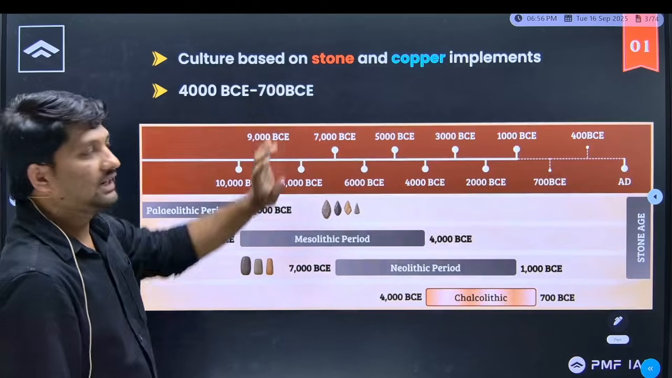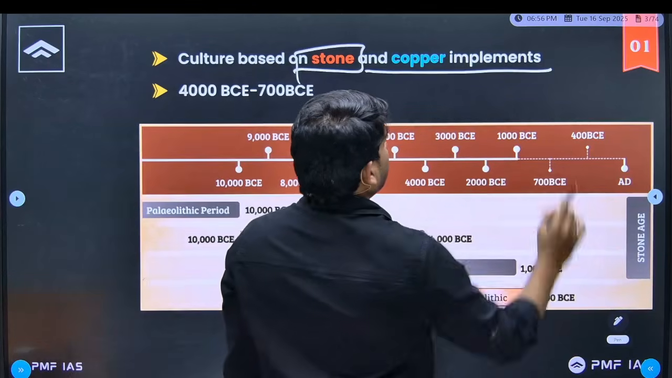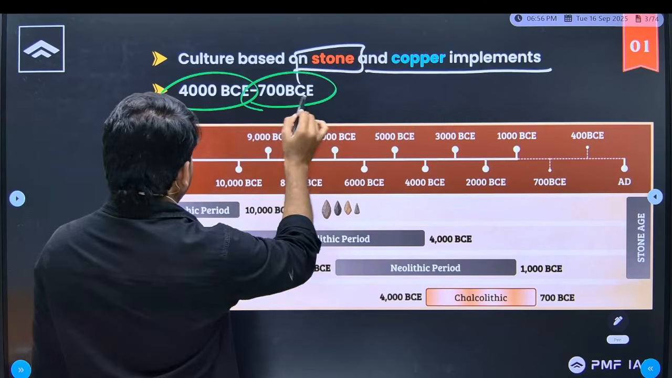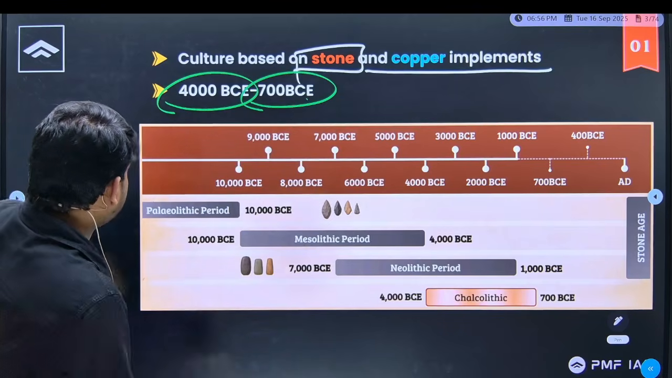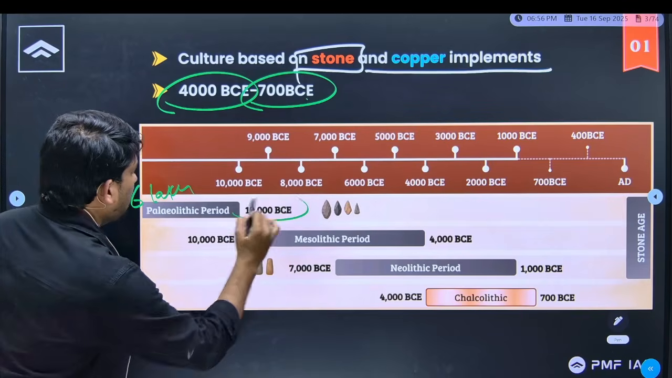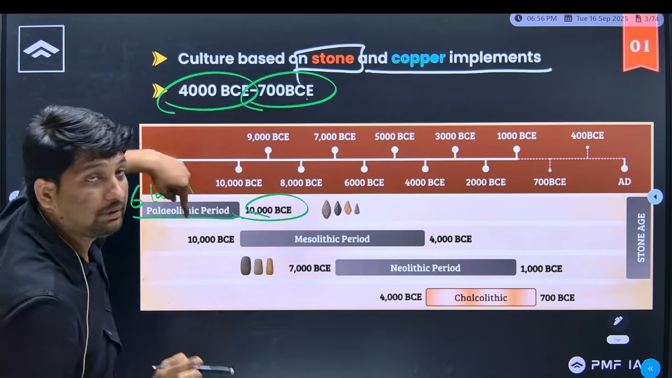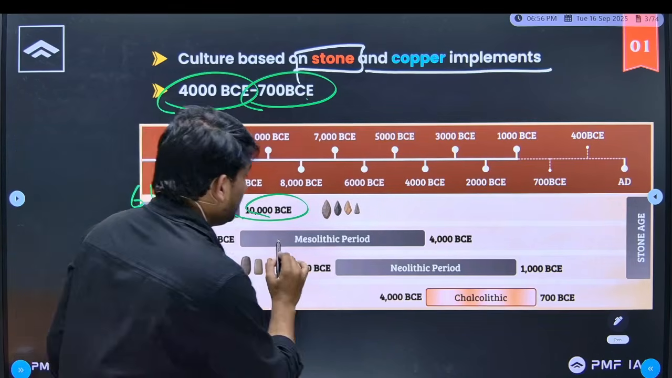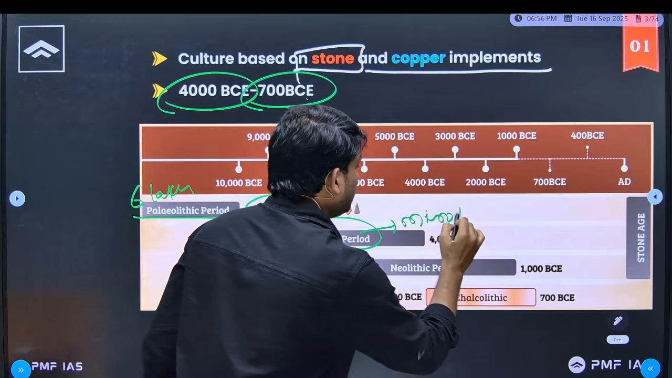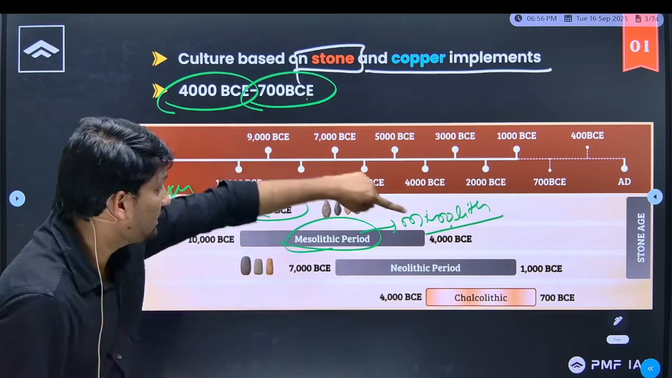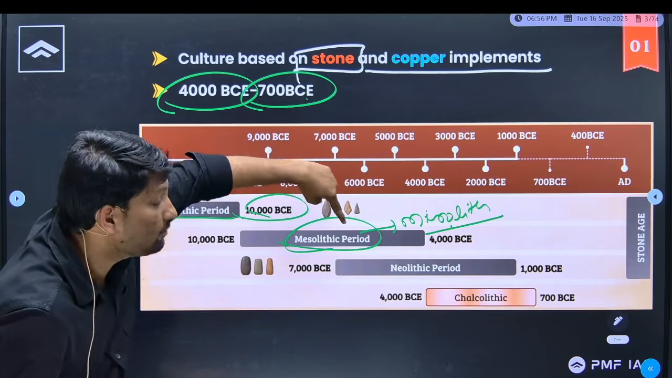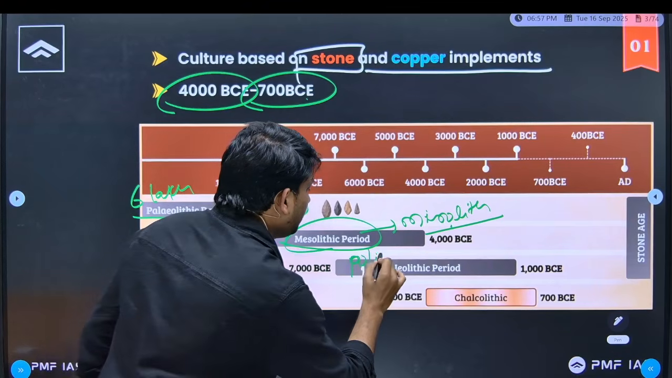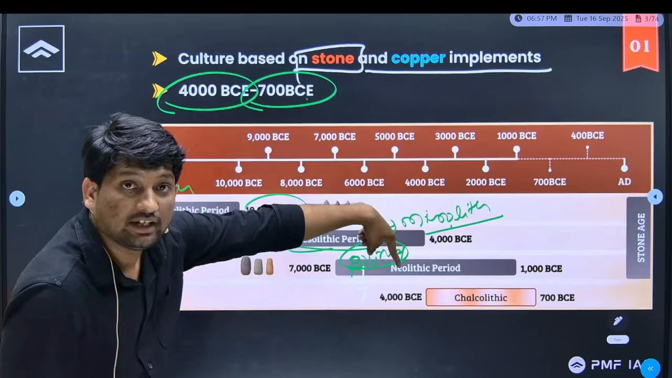So a culture based on stone and copper implements is called Chalcolithic culture. The basic timeline is from 4000 to 1000 BC. Now see, from 6 lakh to 10,000 we have the Paleolithic period. During this period people were using crude stone tools. From 10,000 to 4,000, in some regions people were using microliths. So these are Mesolithic sites. While some people are using microliths, at the same time some people were using polished stone tools, and these are Neolithic phase.